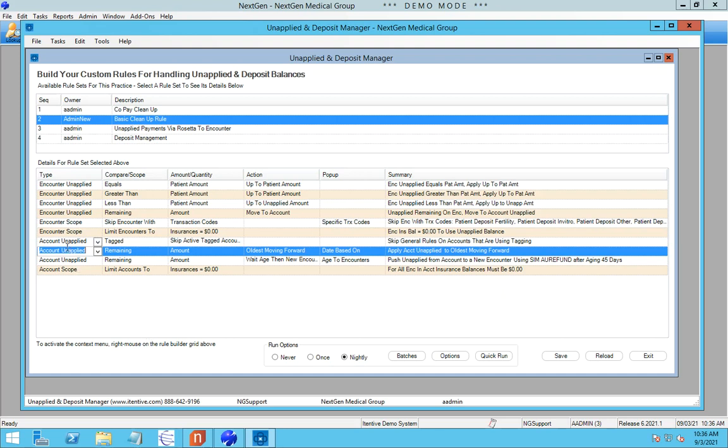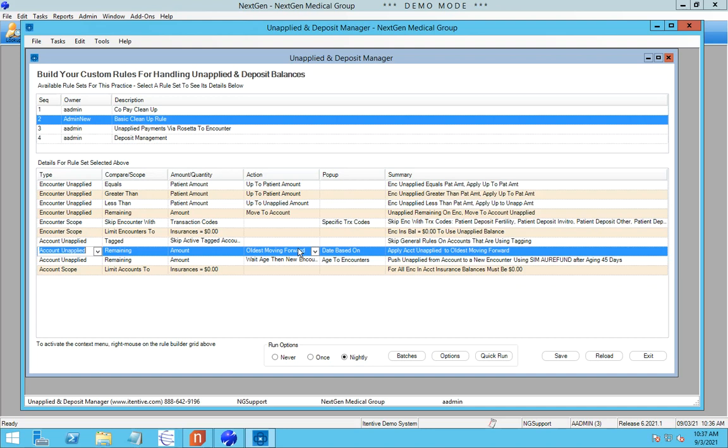After that, we have account unapplied remaining amount. Apply it to the oldest charge moving forward. So it's going to try and consume that account unapplied on other encounters that may have balances. All right, it's just going to continue to walk it forward till it runs out of unapplied money or places to apply it.